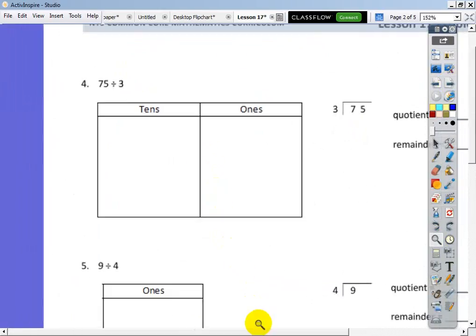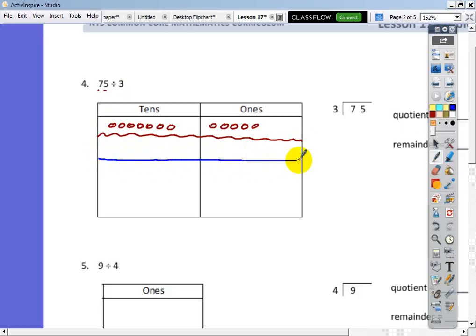So we're going to put our 10s and 1s up here. We got 7 of the 10s and 5 of the 1s. So 1, 2, 3, 4, 5, 6, 7 tens and 5 ones. 1, 2, 3, 4, 5. Draw my little line here. Pick a different color. All right, so I'm going to break these up into groups of 3. There we go. That look right? So far, are you with me on this part?